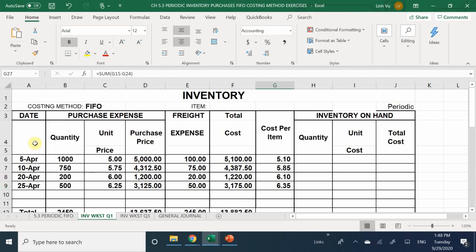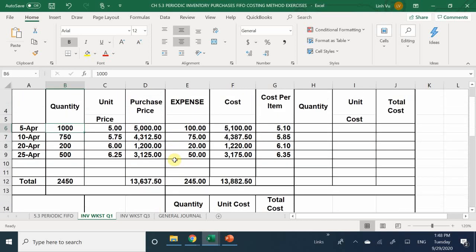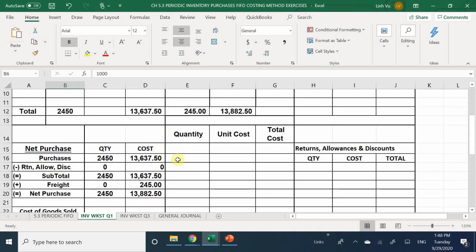So in this case, my first batch is for 1,000. Is that enough to sell 1,850 units? No. But am I going to eliminate this batch? Yes, you are. Am I going to use all of it or only some of it? You'll use all of it.